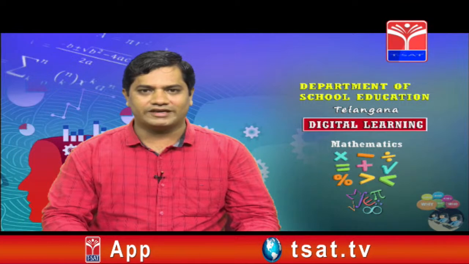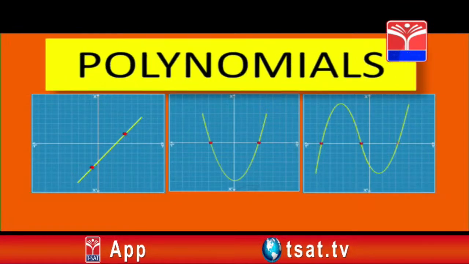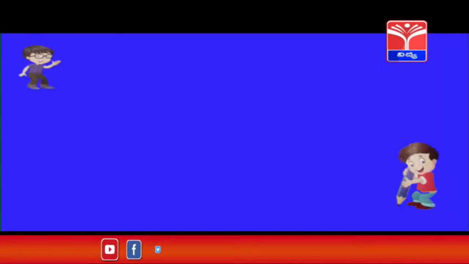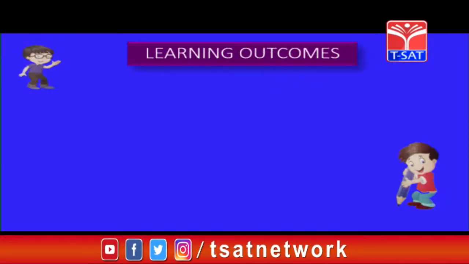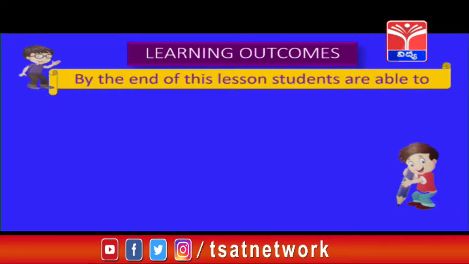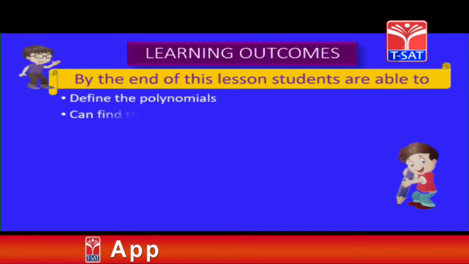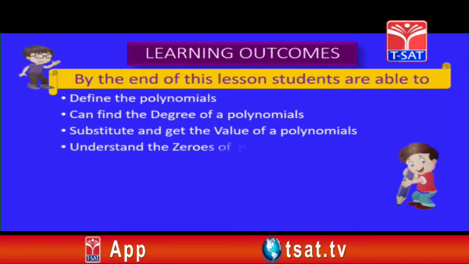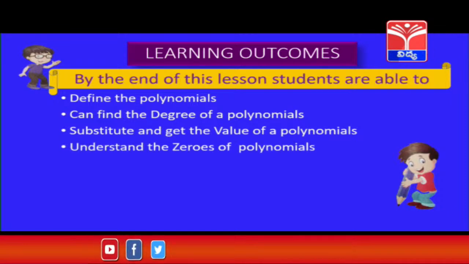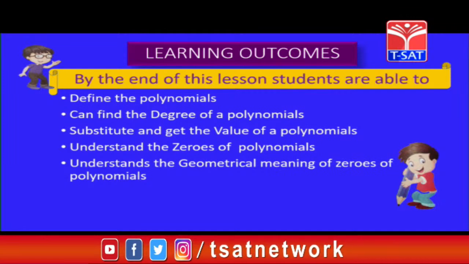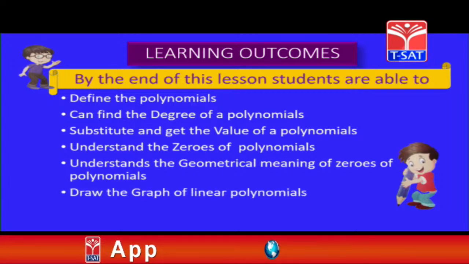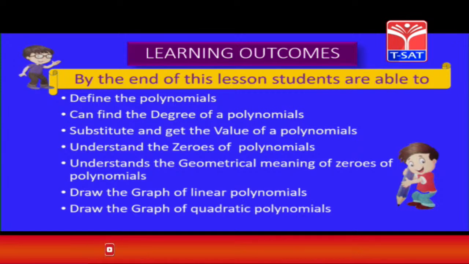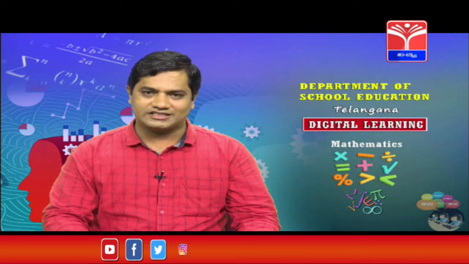Okay children, you might have seen different graphs and everything in previous chapters on polynomials. Today let us check the learning outcomes. By the end of this lesson, students are able to define polynomials and find the degree of polynomials, substitute and get the value of polynomials, and understand the zeros of polynomials. After understanding, we can draw the graphs geometrically. What are the zeros of polynomials, and we can draw linear polynomials and quadratic polynomials also. By the end of the chapter, we will discuss all these topics.